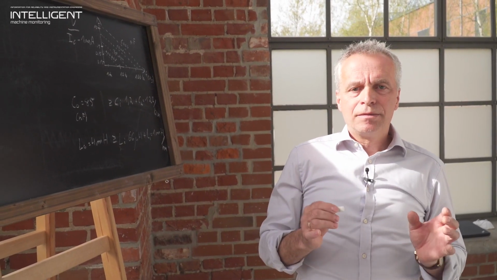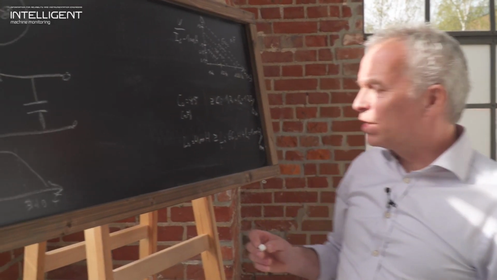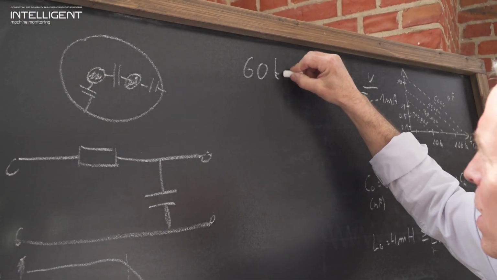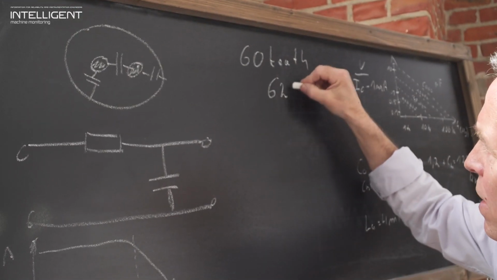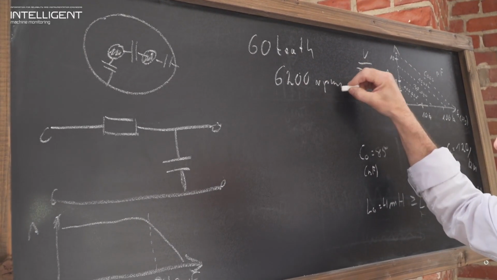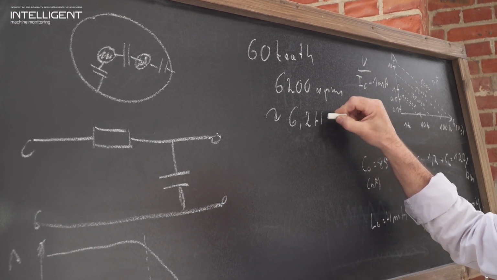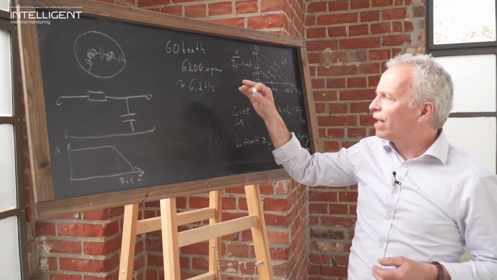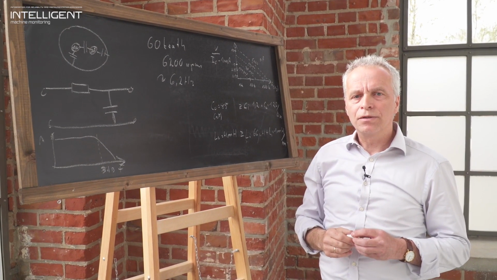If we look at centrifugal machines, for example, at gearboxes, we can make a simple calculation. If we assume, for example, we have a gear with 60 teeth, and this gear has an RPM of 6,200, if we make a calculation, we get to 6.2 kilohertz of the gear mesh frequency, and we are well advised if we then have a frequency range of maximum 10 kilohertz.